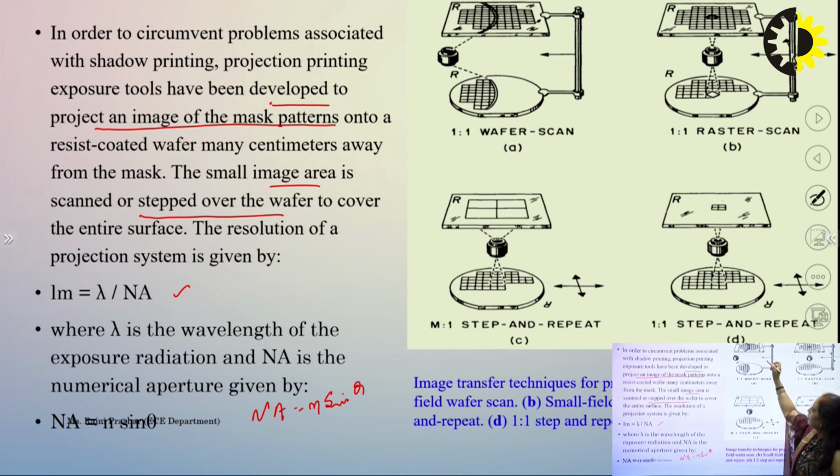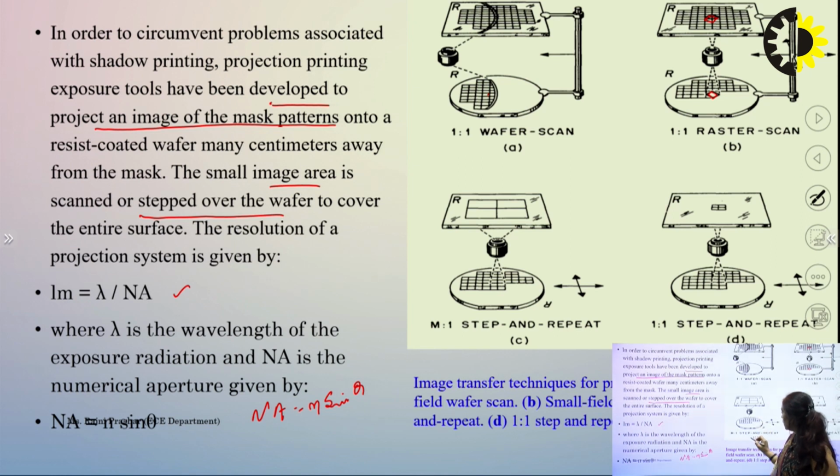So here we can see that we have the complete mask. The small portion is exposed and passed through the lens. With the help of this lens, it is projected over the wafer, right? So here we can also see a very small portion. This portion is projected and patterned over the substrate, right?